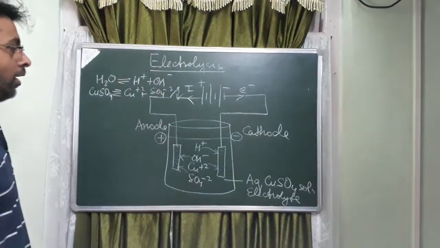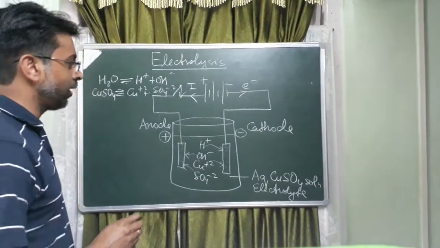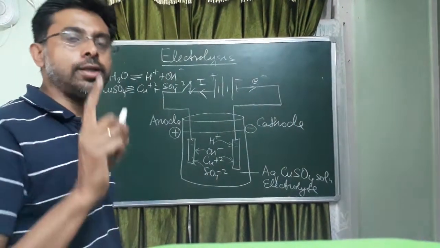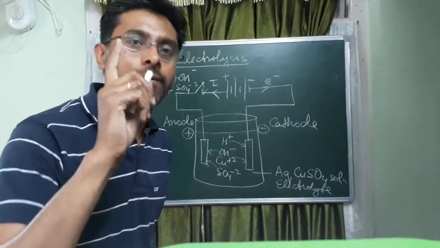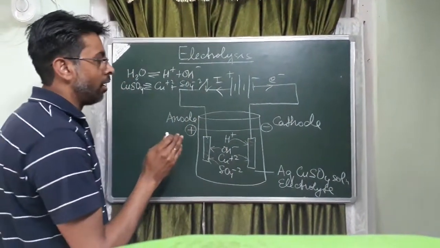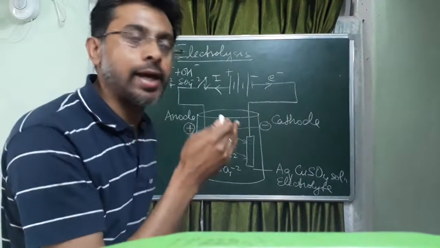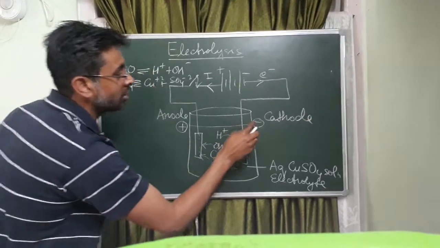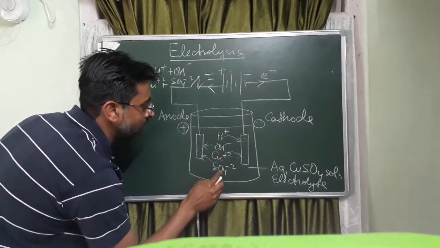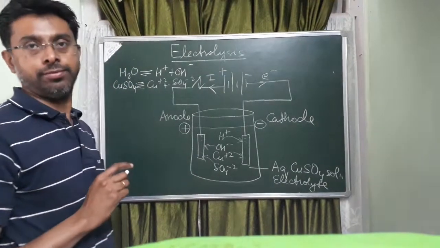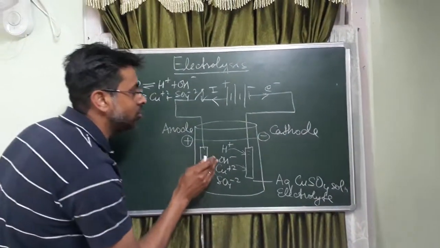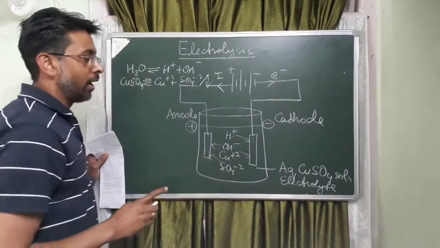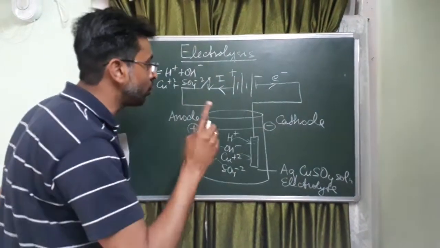Am I clear? Now it is very important to understand that between the positive ions, hydrogen and copper, we need the electrochemical series. I will discuss the electrochemical series after some time. First let me explain why the ions are moving in such a direction. The positive ions are moving to the cathode because the cathode is negative, and the negative ions are moving to the anode because the anode is positive. So oppositely charged ions go to the respective electrodes.